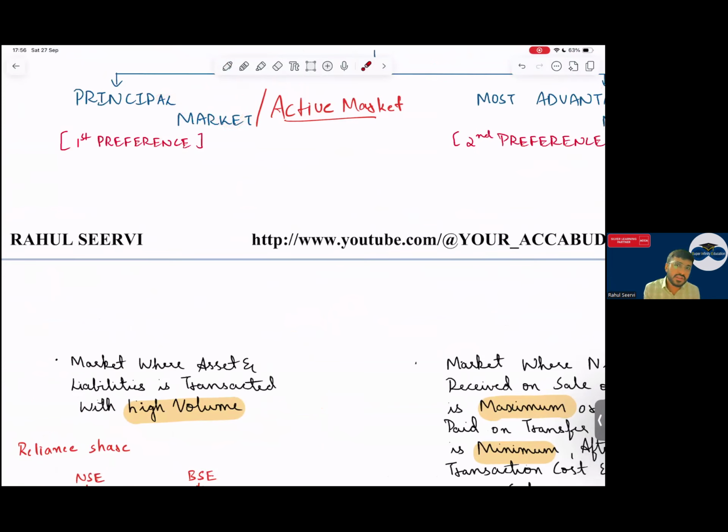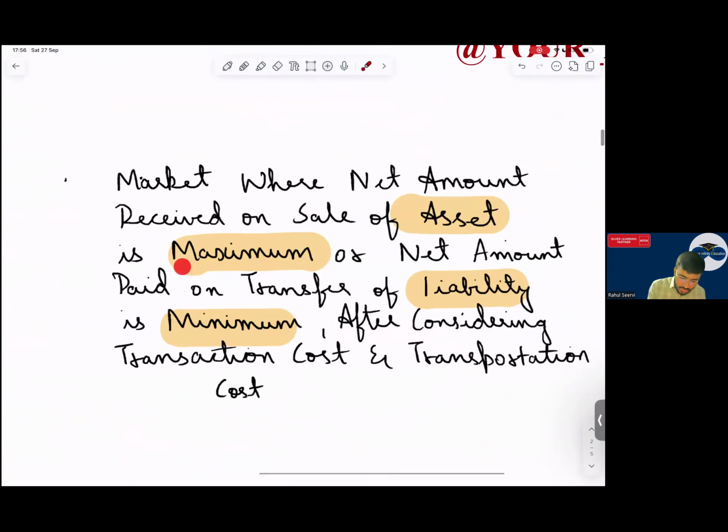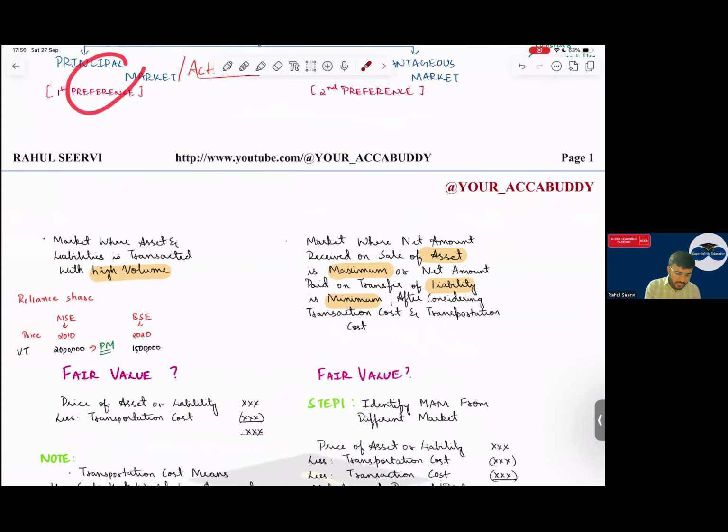What does most advantageous market mean? See here now. Most advantageous market means where you get the maximum benefit for an asset, but to transfer a liability, you pay a minimum amount. So, most advantageous market and principal market. See here an example.